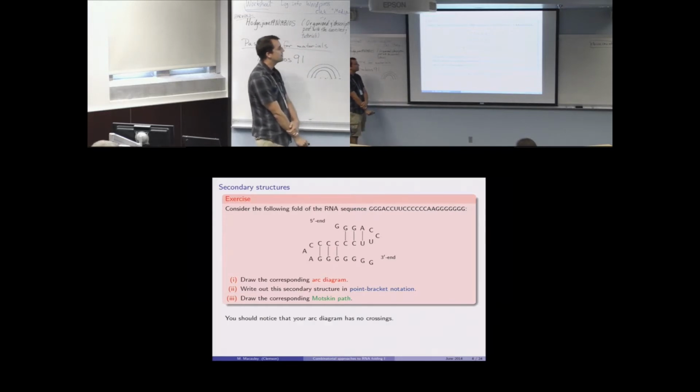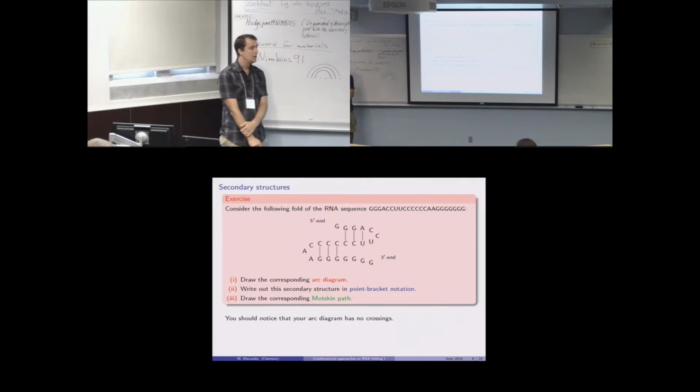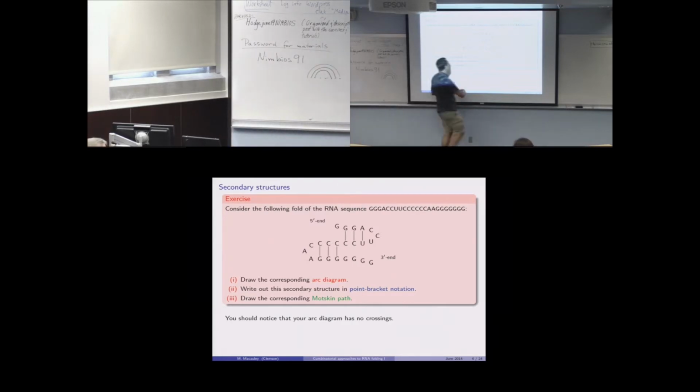So you should notice that your arc diagram has no crossings. You have these arcs here. This roughly looks like something like this and something like this, right? Along your backbone.